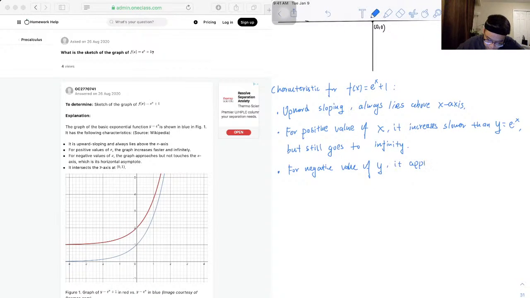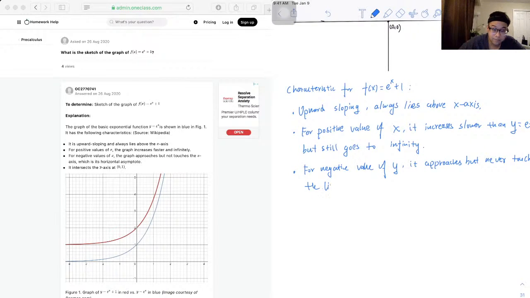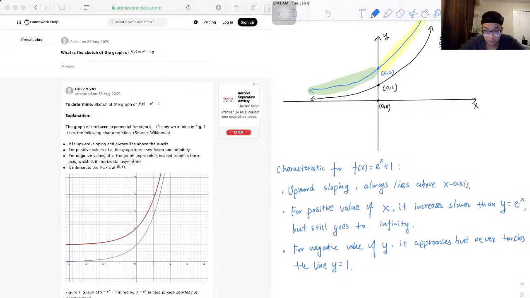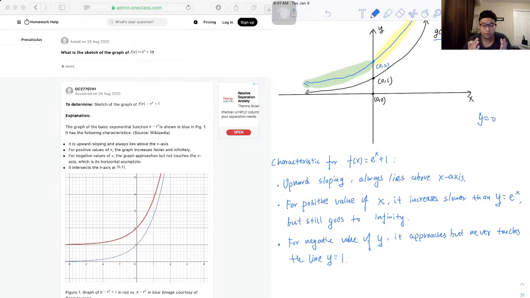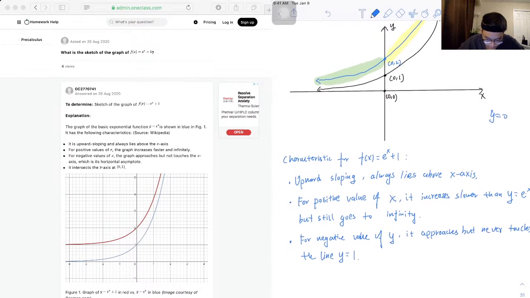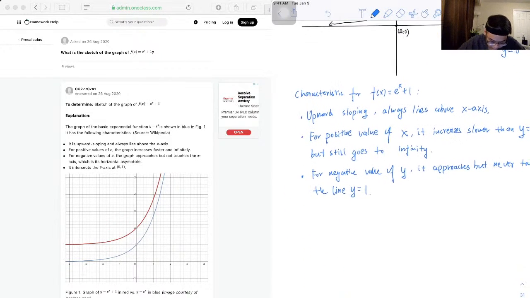It approaches but never touches the line y = 1. And remember, for g(x), we never touch the x-axis, which can also be written as y = 0. And now since we move the whole graph 1 unit upward, it will approach but never touch the line y = 1. Yep. And now y = 1 is our horizontal asymptote.